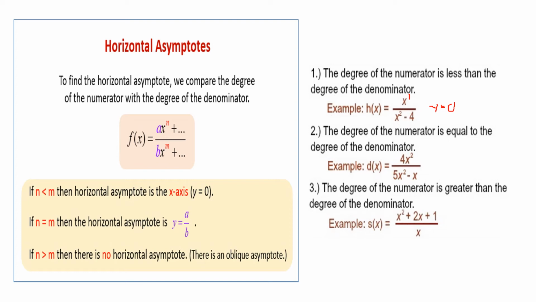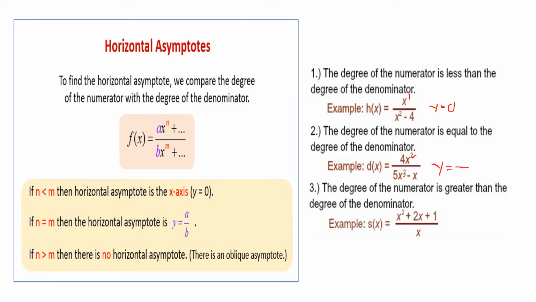Next, let's have number 2. D of x equals 4x squared all over 5x squared minus x. So you take the leading term, which is the 4x squared for the numerator, and for the denominator, the leading term is 5x squared. So you compare their exponents. Sino mas pinakadako exponent? Si numerator or the denominator? Since they have the same degree of exponent, so you just simply copy the coefficients.